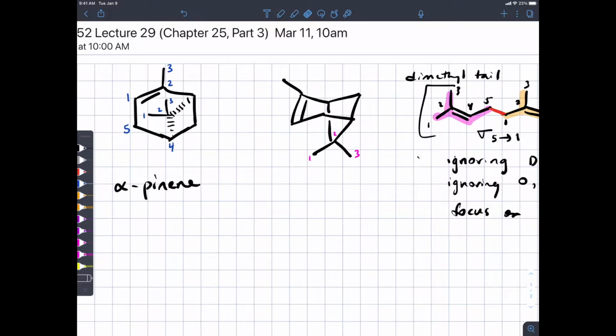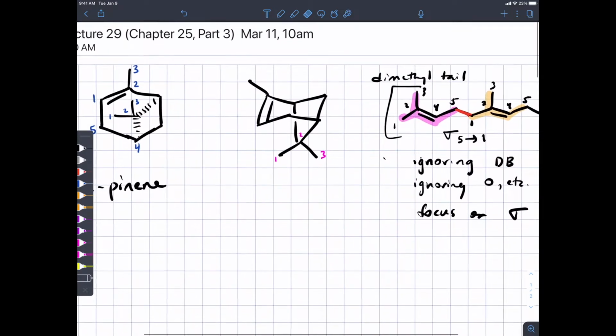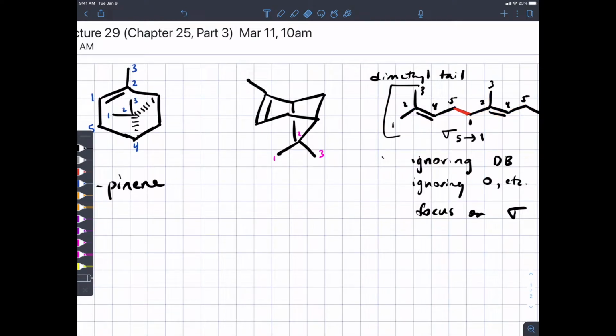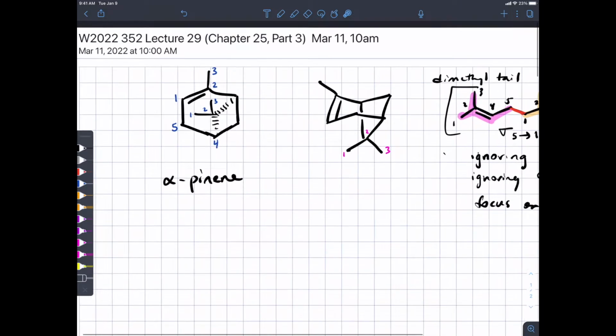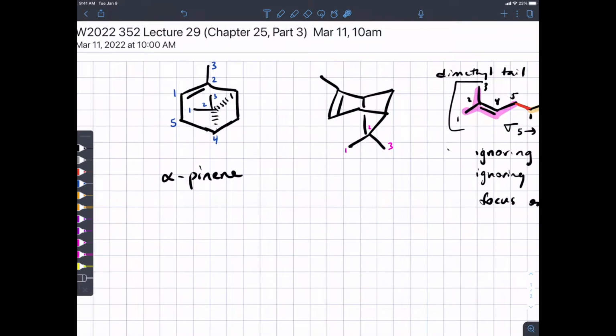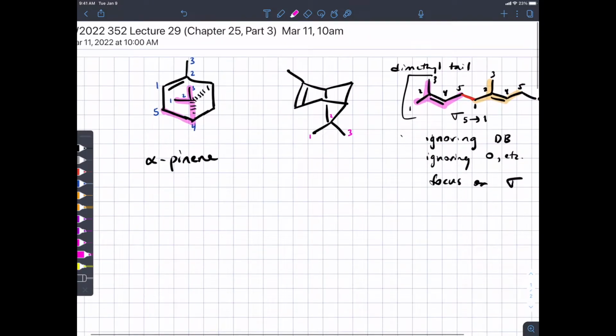So how do you tell whether your answer makes sense? Again, the methyl groups have to be in the right places, and you have to have the right connectivity between 5 and 1. So for our purposes, let's say we've identified the dimethyl tail. So this would be the pink isoprene unit. And then this bond here would be the one between the two isoprene units. And then 1, 2, 3, 4, and 5.